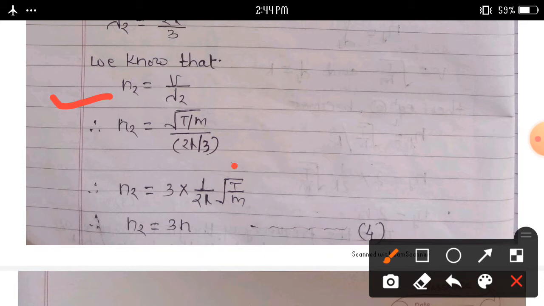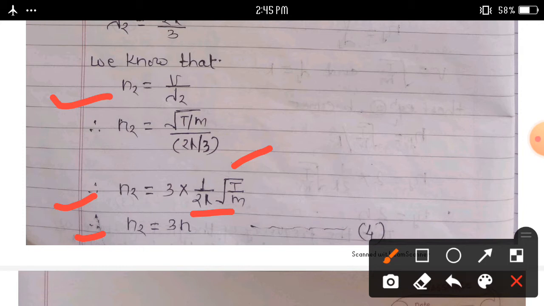Then rearranging this equation we get n2 is equal to thrice into 1 upon twice l into square root of T upon m. This 1 upon twice l into square root of T upon m is the fundamental frequency. Then we can write n2 is equal to thrice n. Equation 4 gives the second overtone or third harmonic. This is the mode of frequency thrice the fundamental frequency.